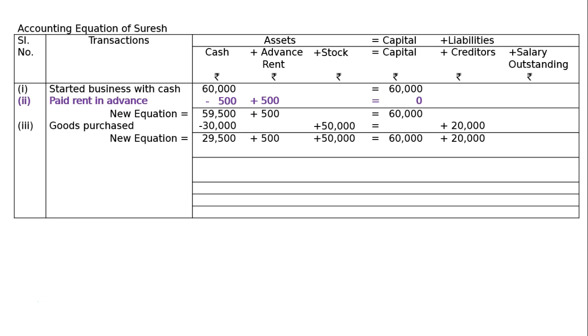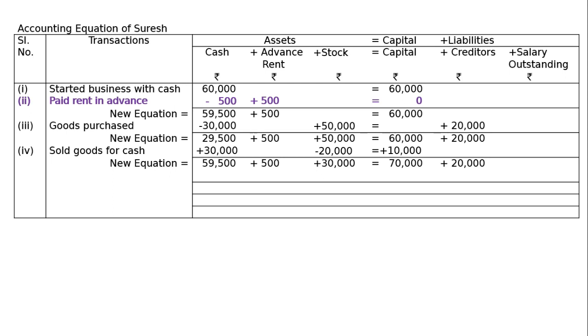Then our new equation we have to add. Fourth transaction, sold goods for cash 30,000 costing 20,000. Cash will increase by 30,000, and stock will reduce by 20,000. Hence profit will be 10,000. Profit increases capital, it will be added to capital, rupees 10,000. New equation will be this.